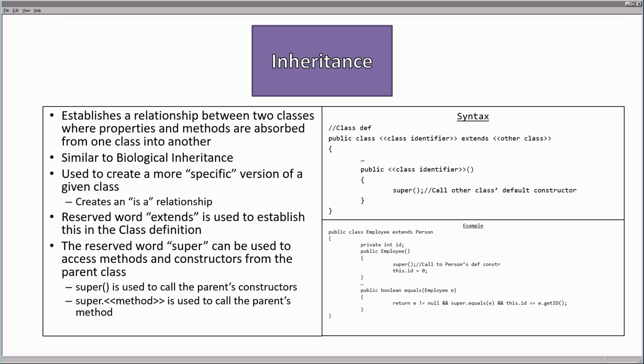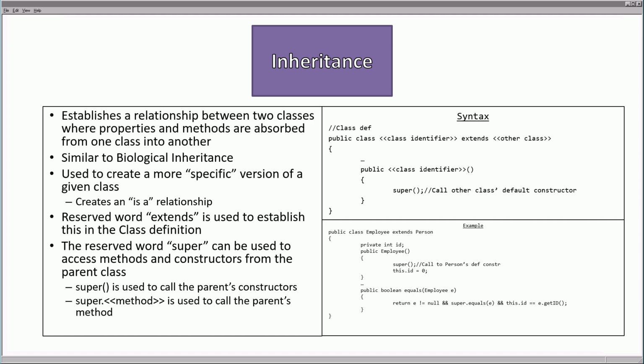Now, the next principle in object-oriented programming is called inheritance. This establishes a relationship between two classes where the properties and the methods are absorbed from one class into another, and this is very similar to biological inheritance. We use inheritance to create more specific versions of a given class, and this creates an is-a relationship. The reserved word extends is used to establish this kind of relationship, and it is used in the class's definition.